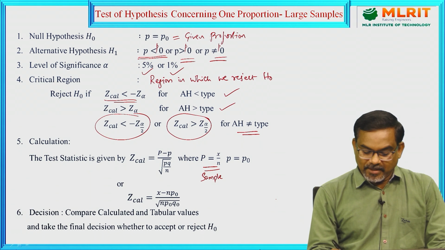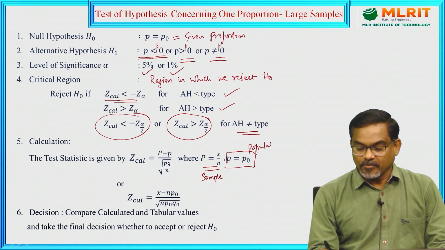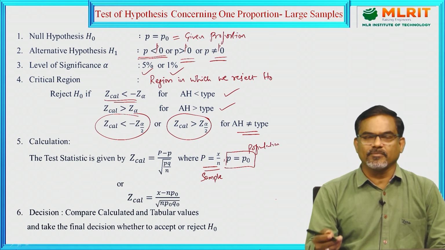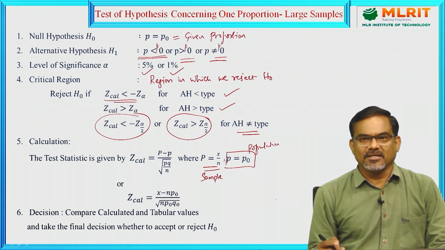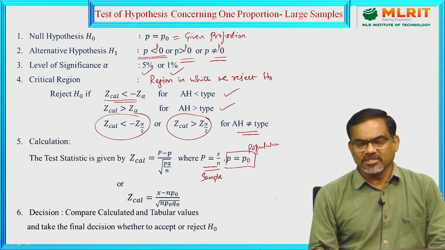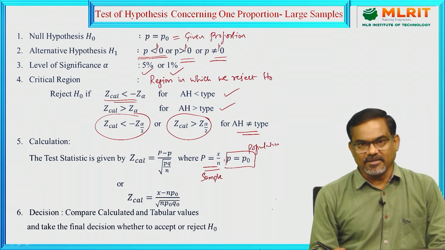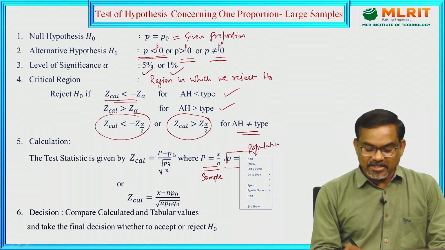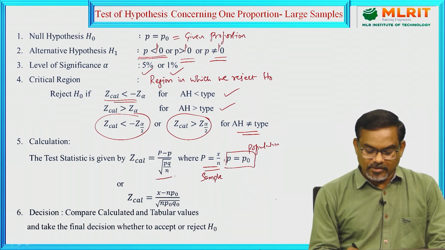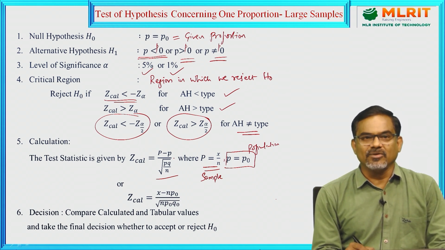So, capital P is x by n and small p is the proportion of population. The proportion of population will be given in the problem, that we need to check that statement itself. So, it will be given like some constant p naught. So, small p is p naught and capital P is x by n. Capital P minus small p by root PQ by n gives the calculated value of Z.